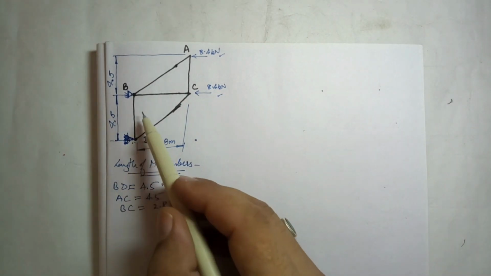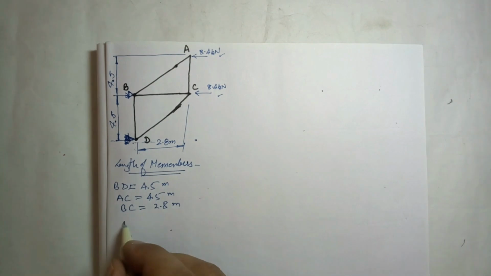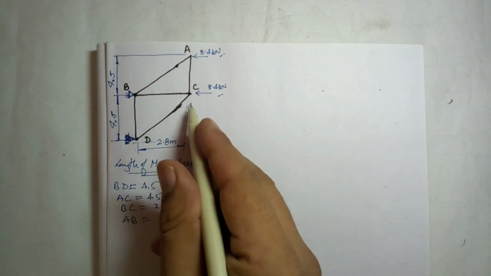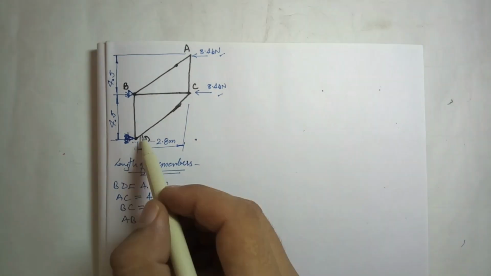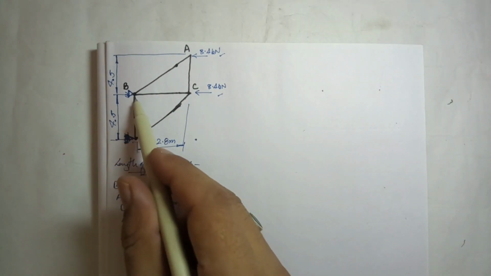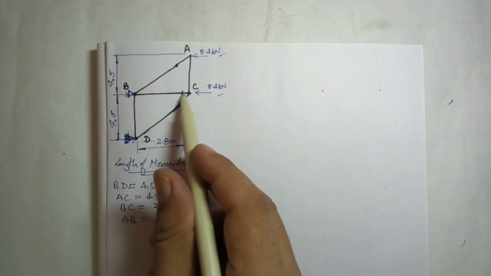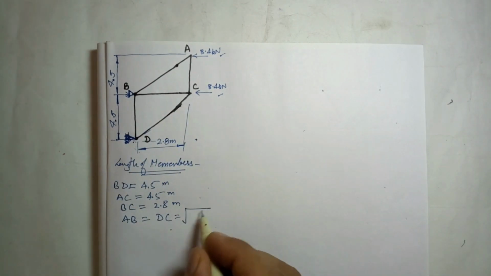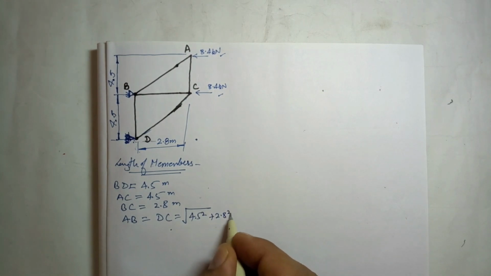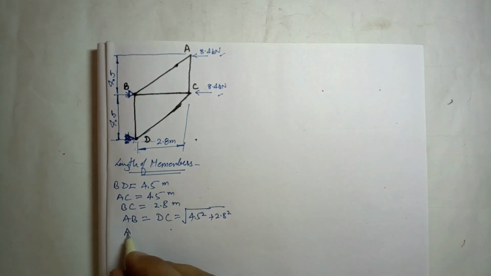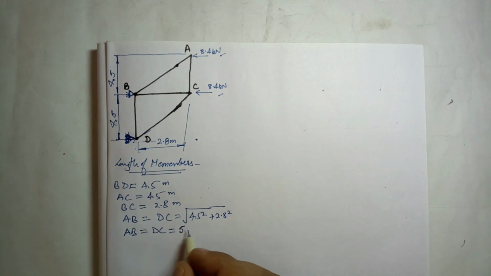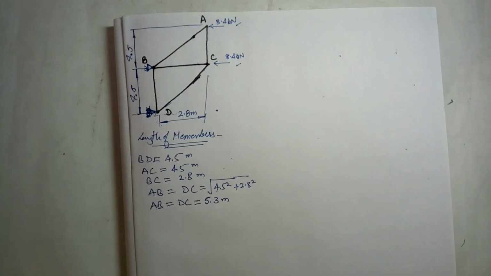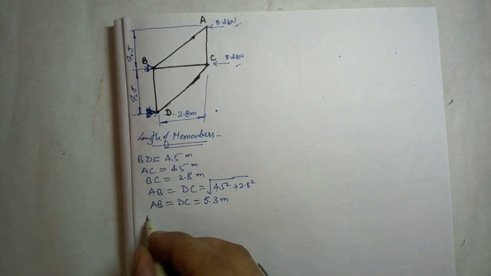Then we have to find out the diagonal AB and DC. AB will be equal to DC because all dimensions are same. Now we can apply the Pythagoras theorem. This is hypotenuse, this is what you can consider as a base or perpendicular, so it will be under root of 4.5 square plus 2.8 square. When you solve, it is coming AB is equal to DC, that is equal to 5.3 meter. Now I'll talk about the reactions.